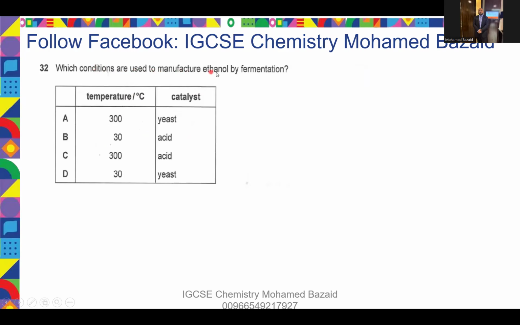Which conditions are used to manufacture ethanol by fermentation? As you know, the conditions in fermentation: temperature from 25 to 35 degrees Celsius. So the answer is 30 here. And we need a yeast which acts as a catalyst. So answer is letter D. 300 degrees Celsius? No, it is not fermentation. This is hydration of ethene. So the temperature 30 and the catalyst is yeast. So 32, answer is letter D.